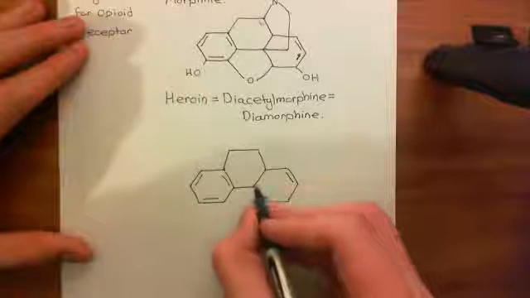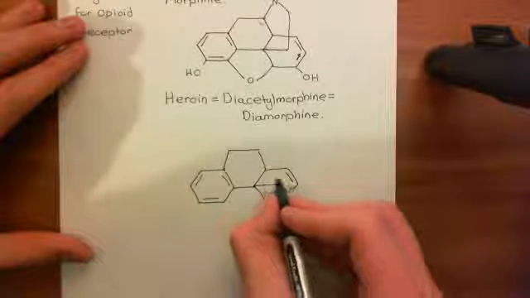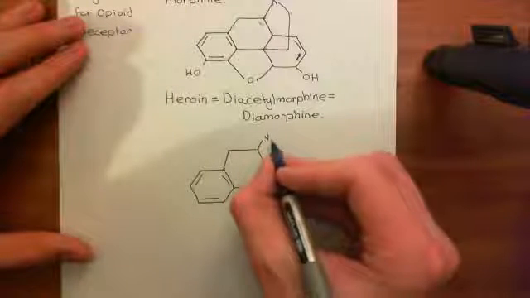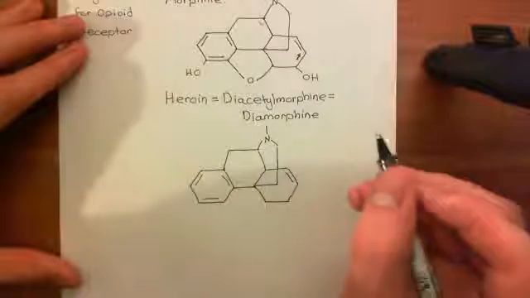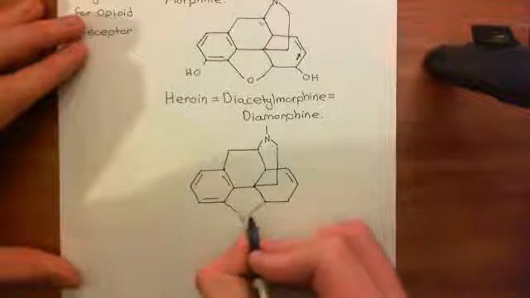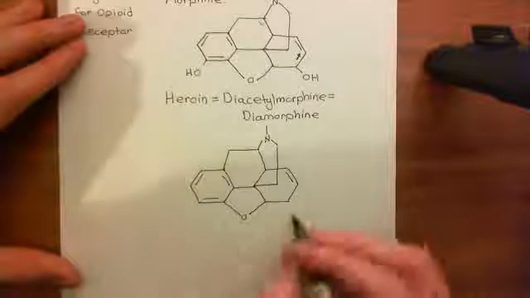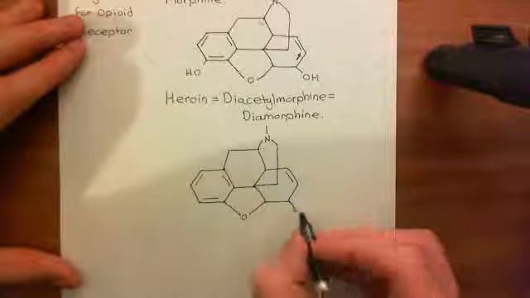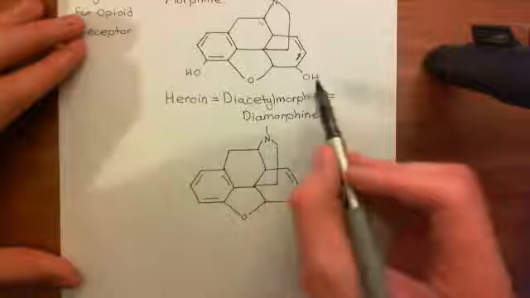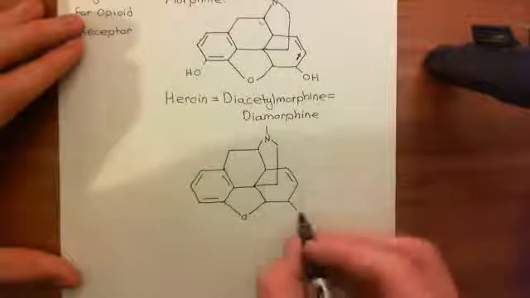We've then got this special 6-membered ring that comes out of the page, like so, with a nitrogen in the middle there, with a methyl group coming off it. And then we have this 5-membered ring down here where we have an oxygen joining that carbon and that carbon. Now, to turn morphine into heroin, what we're going to do is acetylate these 2 alcohol groups.